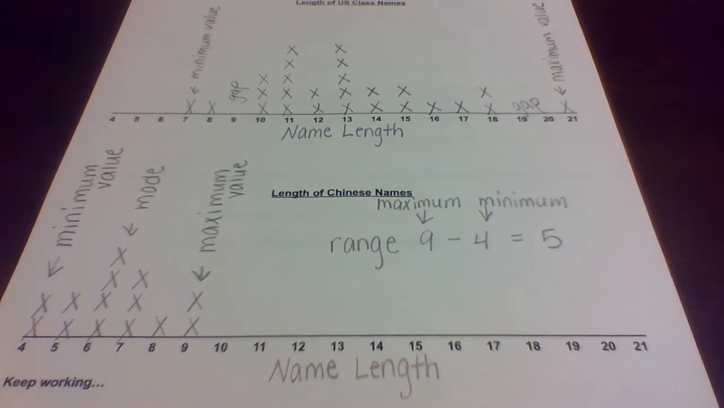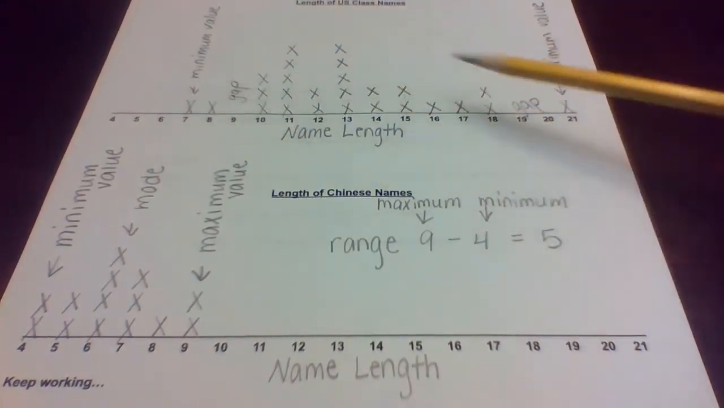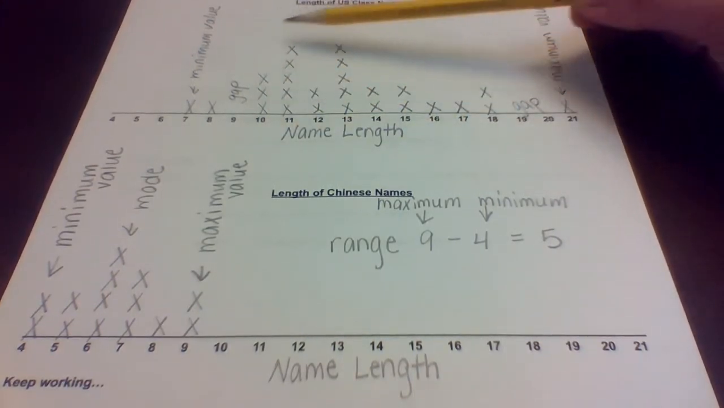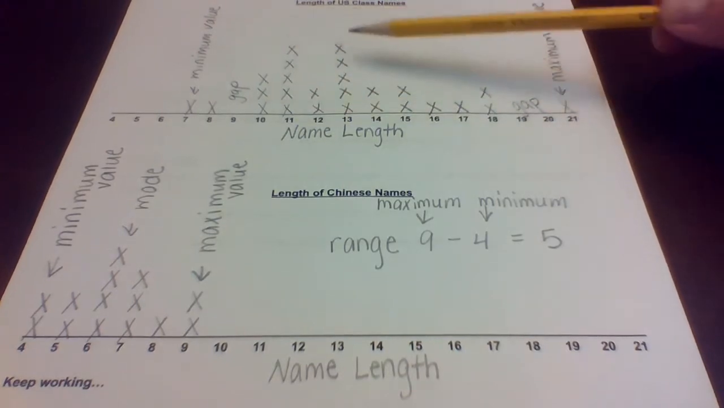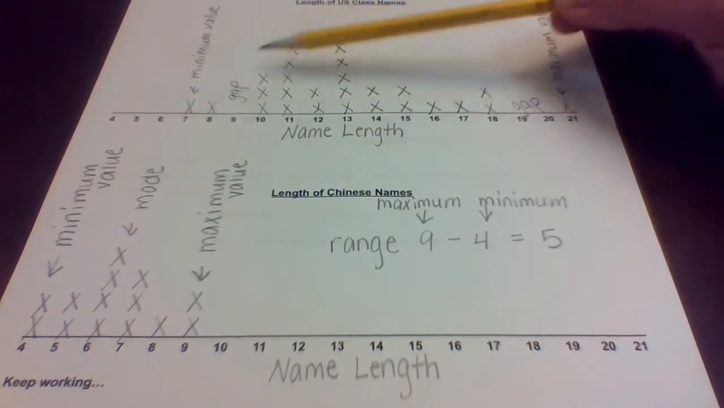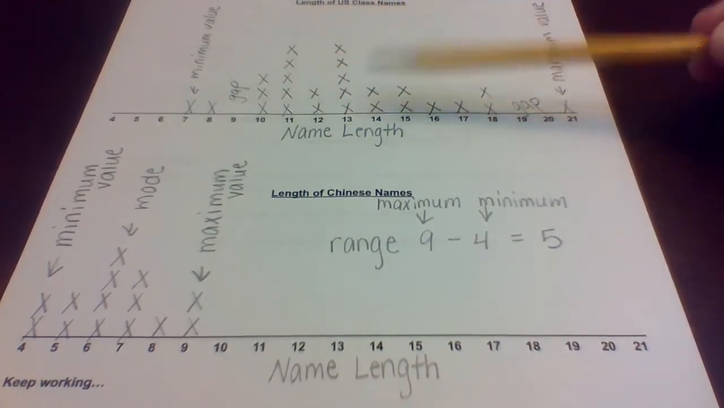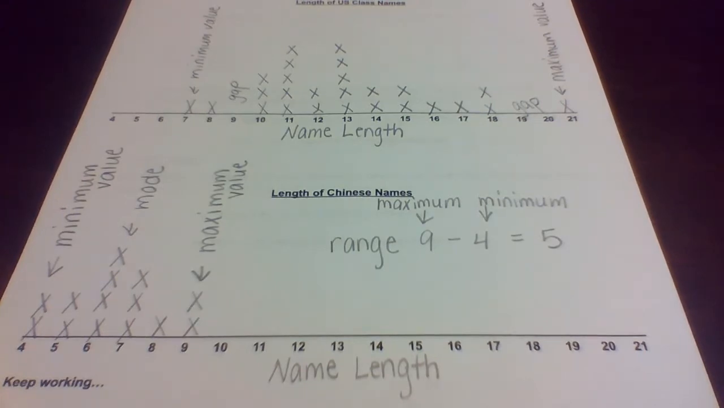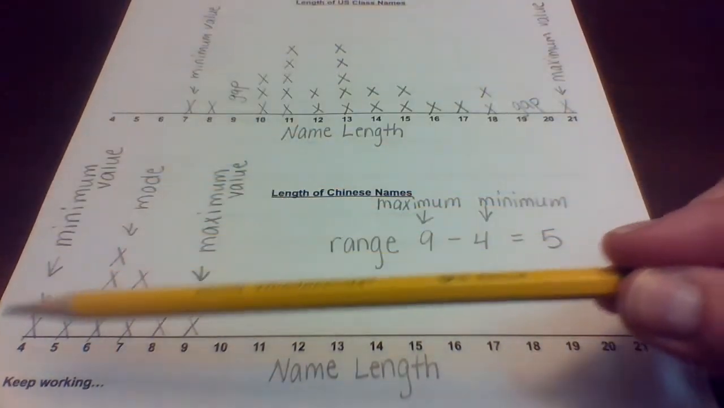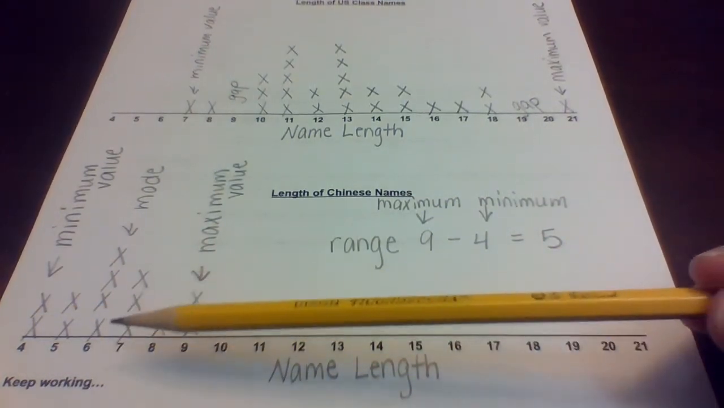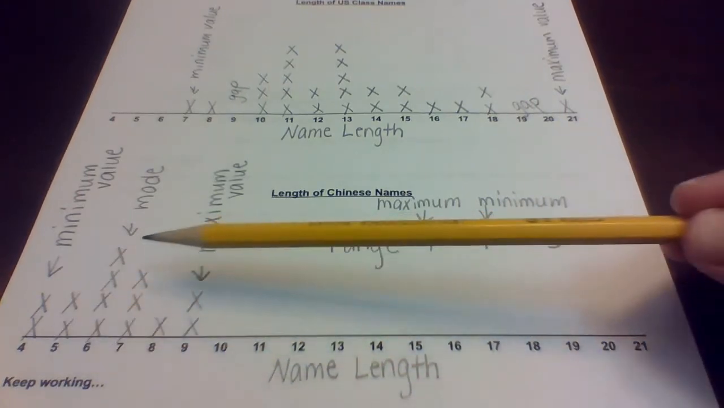Okay, if you look at the data in our class, it looks like a lot of our data is spread out along the graph. We have a lot of our data here around 11 and 13. So if you have 11 letters in your name or 13 letters in your name, it looks like if we found the average, I wonder if the average number of letters is somewhere around there. If I take a look at the Chinese names down here, look at where all of that data falls, all between 4 and 9. And most of it is here around 6 or 7.